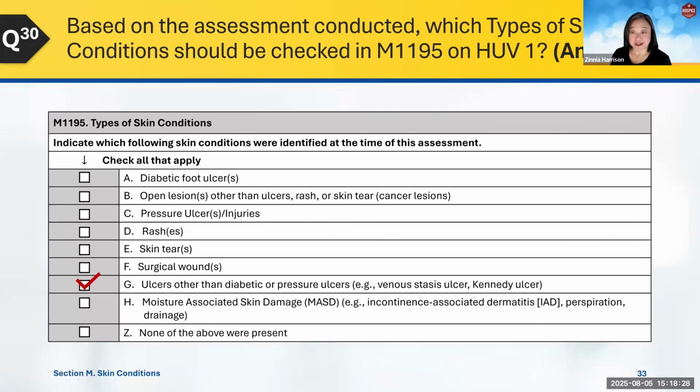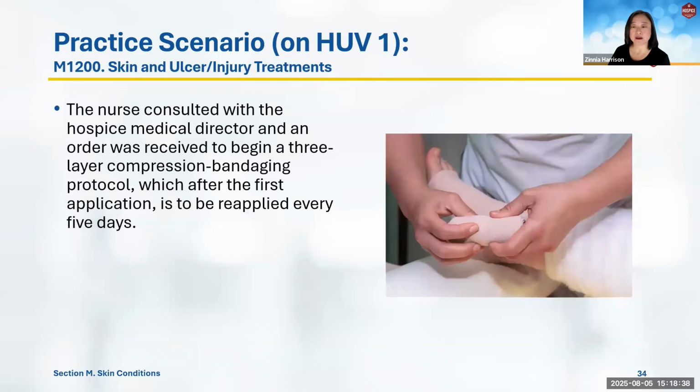You should have checked G, ulcers other than diabetic or pressure ulcers, because he has a venous stasis ulcer on his left leg. Okay, so we'll continue with the scenario. We'll build on that a little bit. The nurse consulted with the hospice medical director, and an order was received to begin a 3-layer compression bandaging protocol, which after the first application is to be reapplied every 5 days.